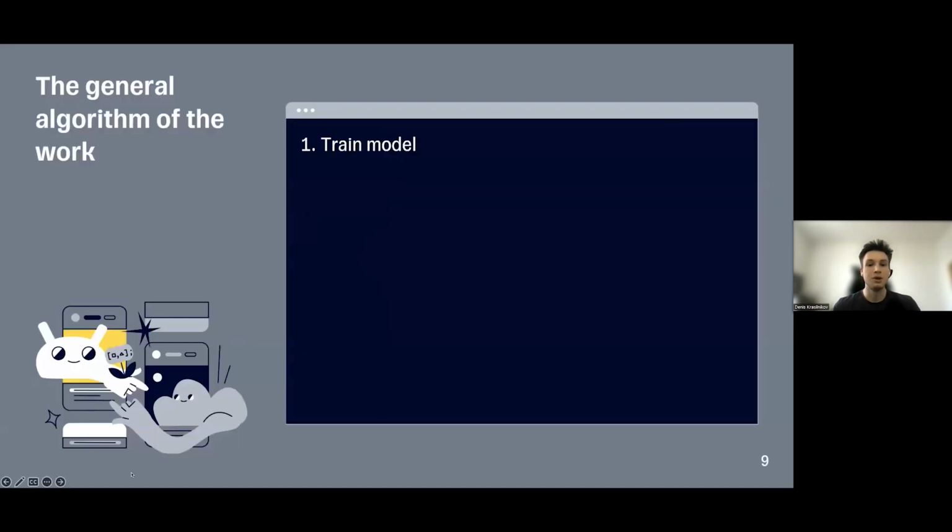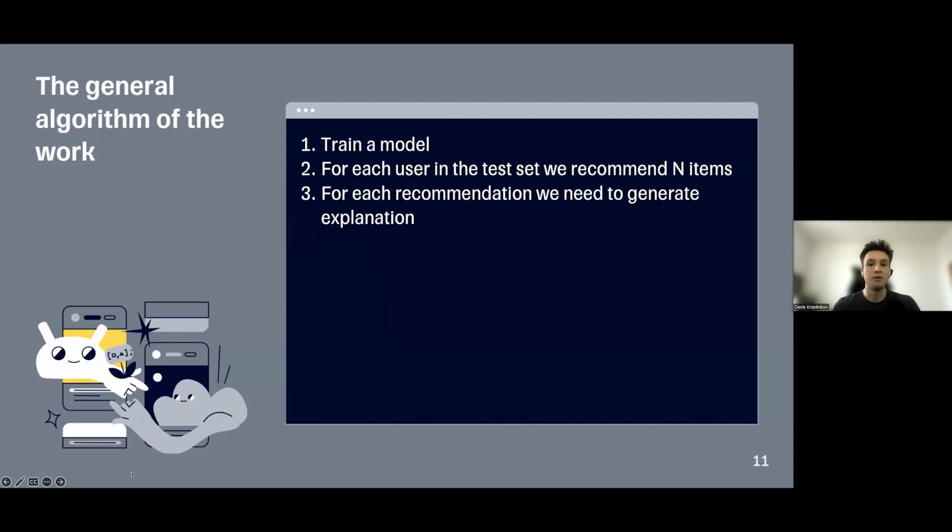Let's look at the algorithm for our work. First, we train our recommender system. Next, for each user, we create any recommendations. Now, for each recommendation, we need to generate an explanation using the merchants from the user transaction history.